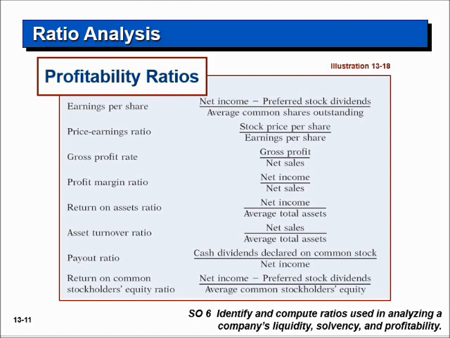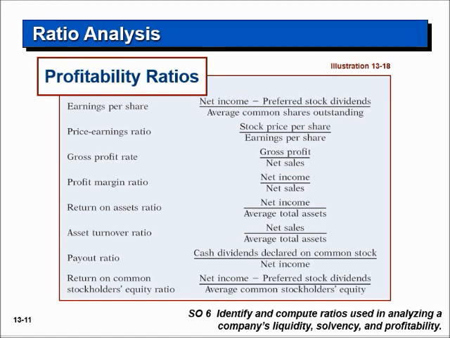And then we have some profitability ratios. Profitability means how well we're doing. Are we making money? And so some of those, we have something called earnings per share. Our net income minus preferred stock dividends, because we have to pay those preferred stock dividends, divided by the average number of shares we have outstanding. So for every share of stock, how much did we make in net income?